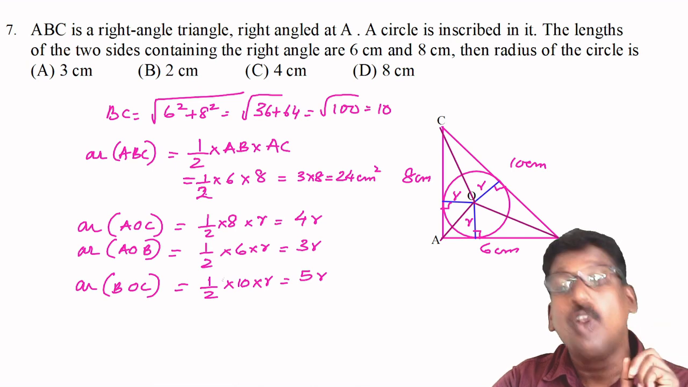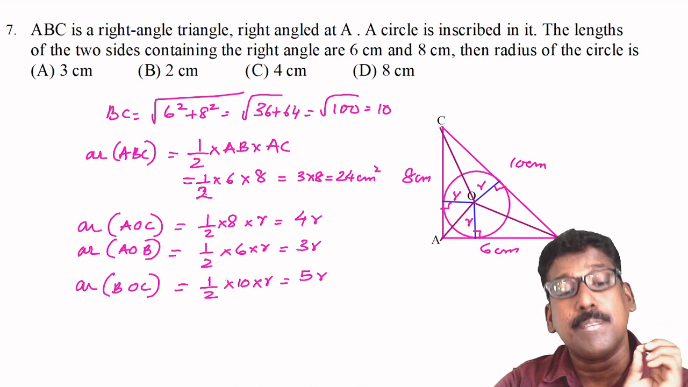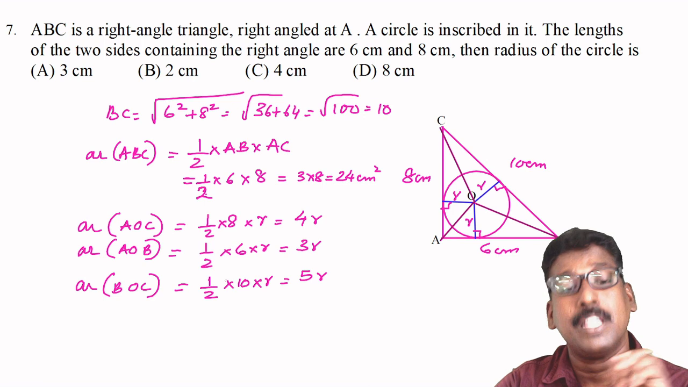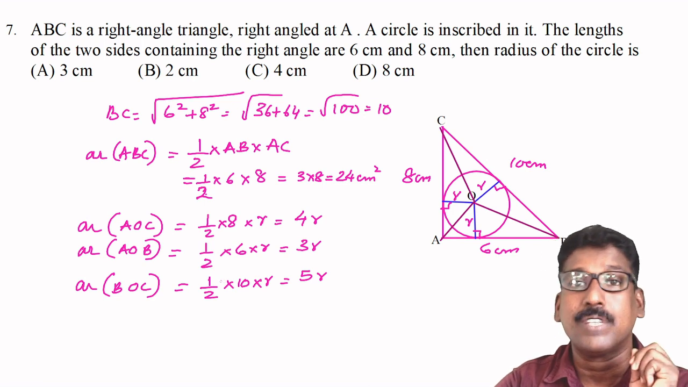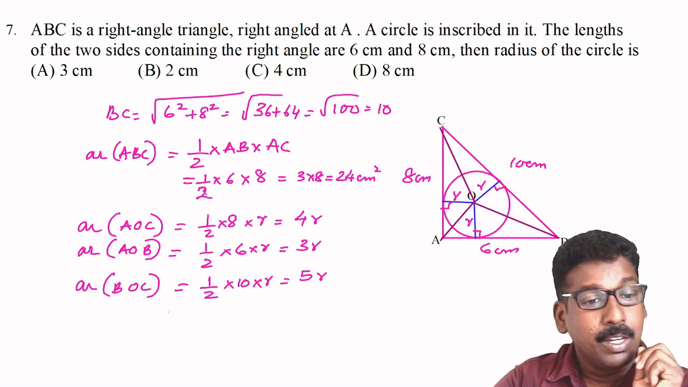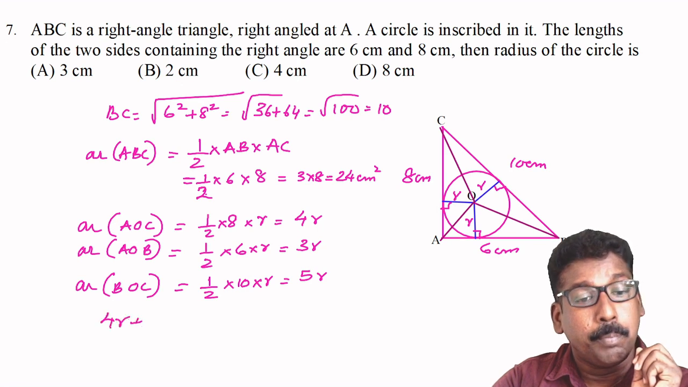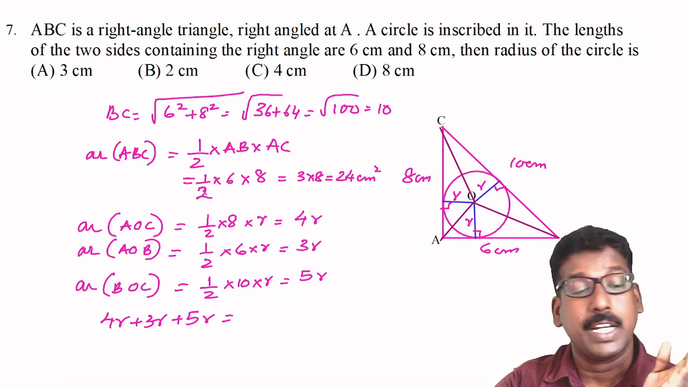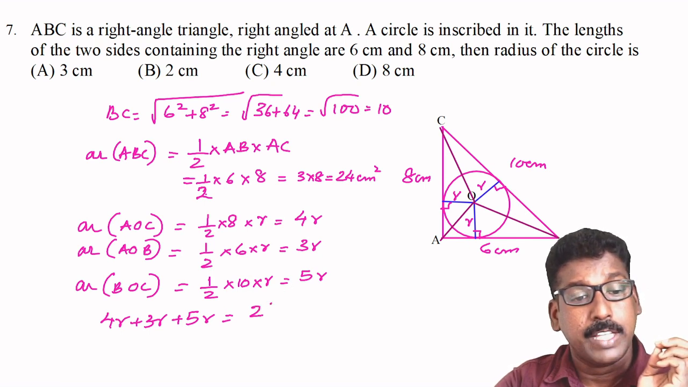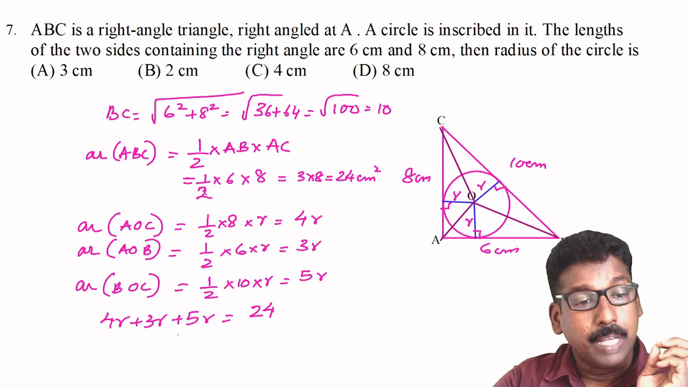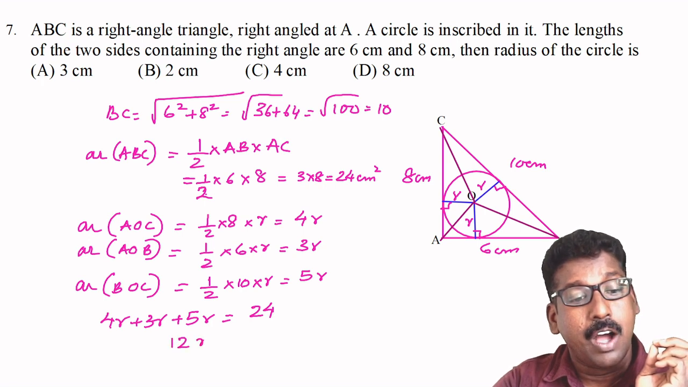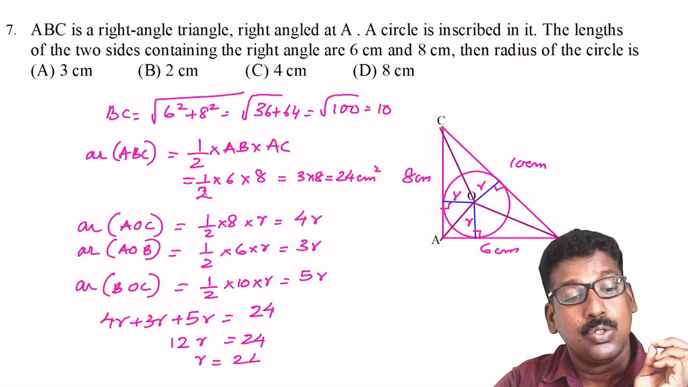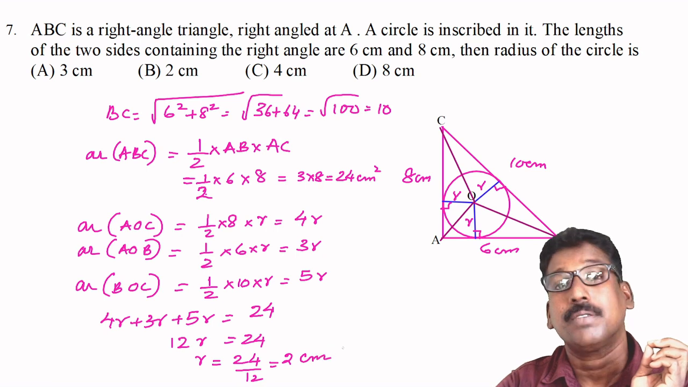So the sum of all these areas, that is area of AOC plus area of AOB plus area of BOC, is equal to area of the triangle ABC. That means 4R plus 3R plus 5R is equal to area of triangle ABC, which we already found as 24 centimeters square. That means 12R is equal to 24, radius is equal to 24 by 12, which is equal to 2 centimeter.